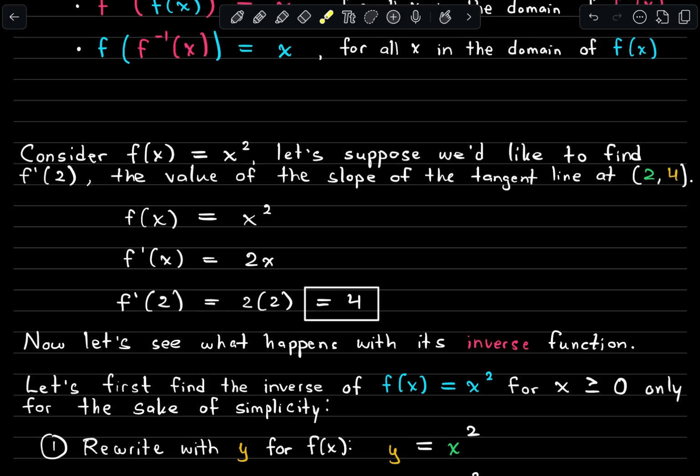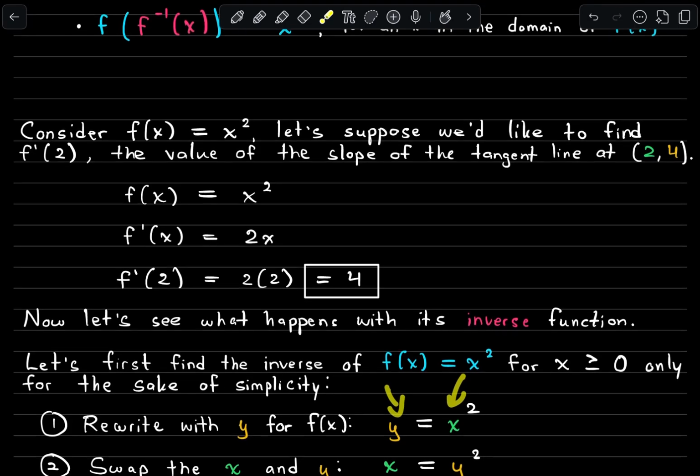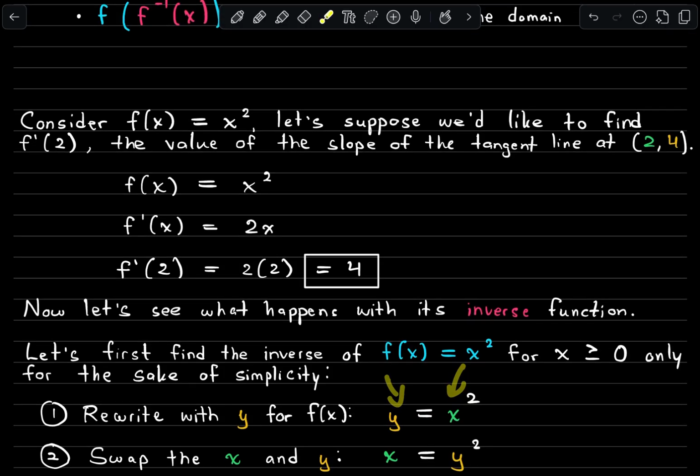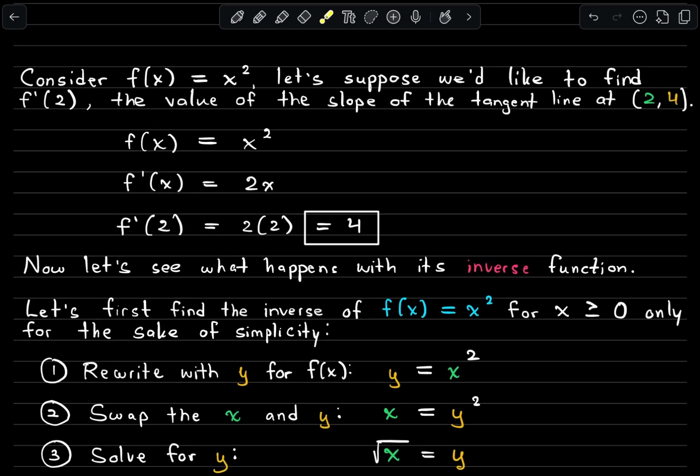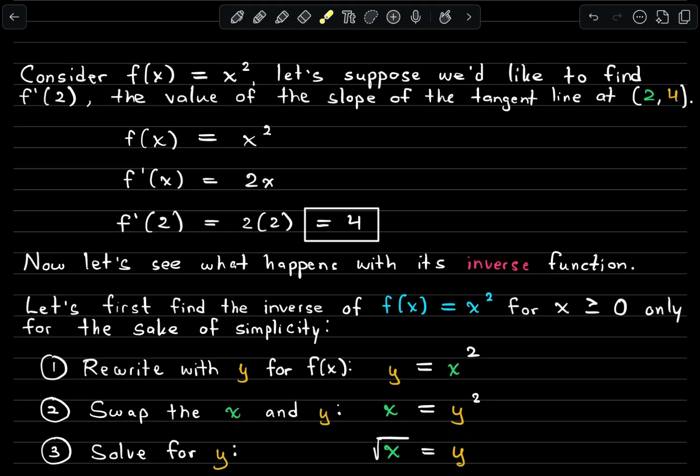So step 1, we want to rewrite this with y in place of f of x. So this is y is equal to x squared. And then we're going to swap the x and the y. Okay, this is our process of finding the inverse function. So we're going to have x is equal to y squared now. And we're going to try to solve this thing for y.